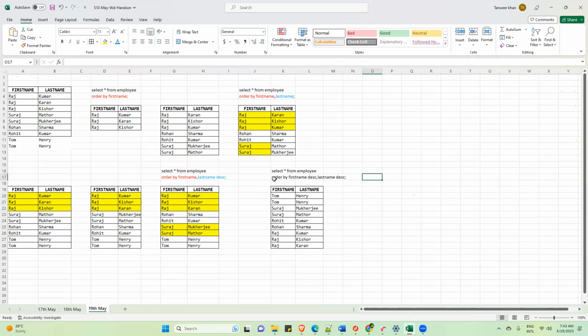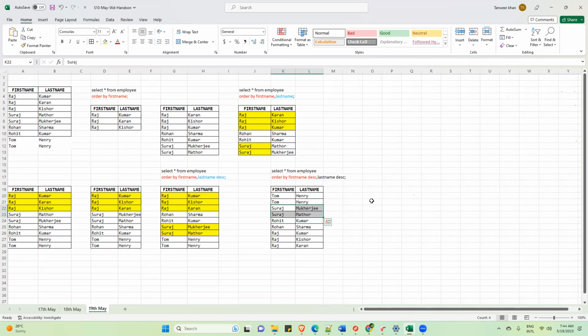Yes. Okay. So here what you are telling the SQL engine is to sort the data based on first name, but in which order? Descending order, right? So in descending order, T will come first, then S, then R, right? In T, Tom Henry you have displayed at the top, right? Then Suraj Mukherjee, Suraj Mathur. Why has Suraj Mukherjee been placed before Suraj Mathur?